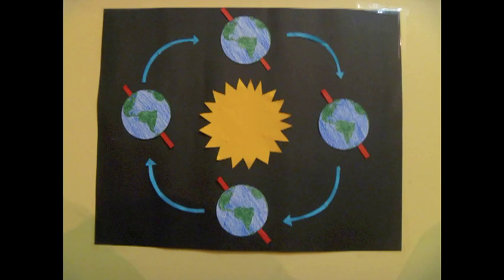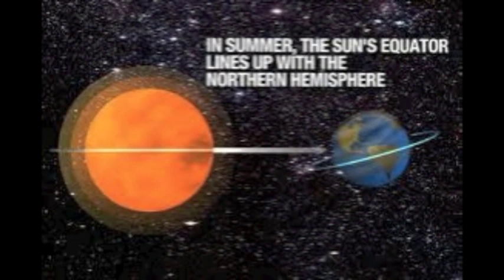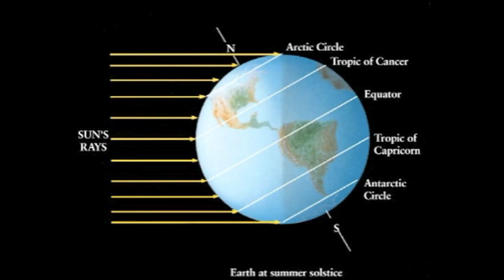If we take a look at the Earth that is on the right of this diagram, you will notice that the northern hemisphere is tilted towards the sun, and therefore the intensity of the sun is greater. This would create a hot summer climate. The reason for this is that in the summer, the sun's equator lines up with the northern hemisphere, creating more intense sunlight. More beams of sunlight are able to reach the northern hemisphere, which makes the summer days longer and a lot hotter.